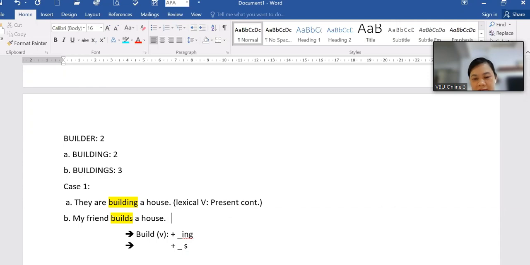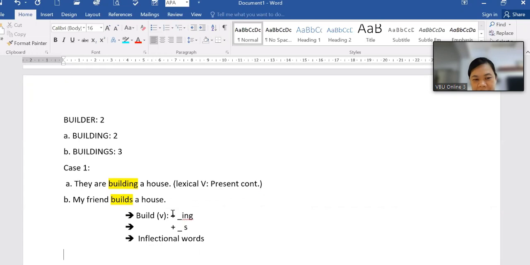So in this case, we say inflectional words. Inflectional words. Yes, the other example. Example C.